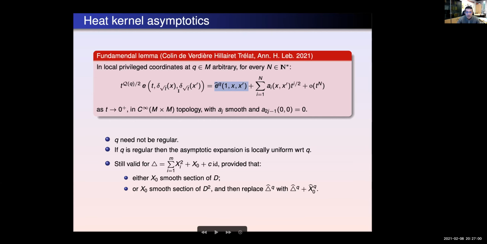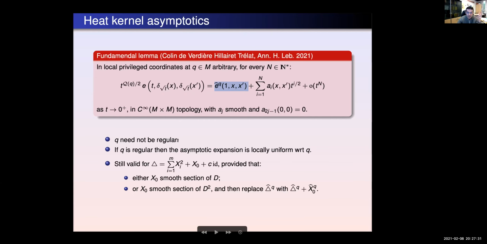So it says more or less that you have a kind of Taylor expansion, the first term of which is the nilpotentization, which is completely to be expected. This asymptotic expansion in small time is actually in C-infinity topology, meaning that it is valid also for all possible time derivatives of the heat kernel. It is done at any possible Q.